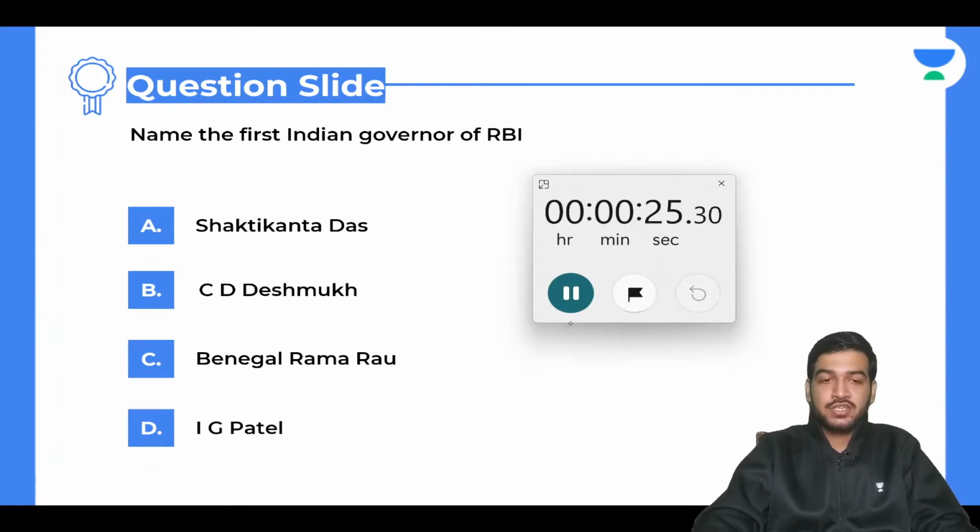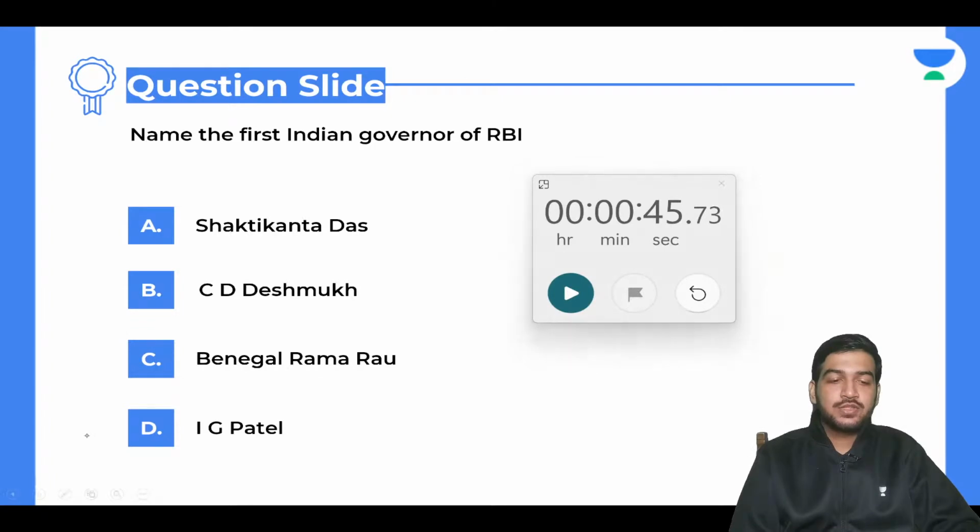Was it A. Shaktikant Das, B. C.D. Deshmukh, C. Benegal Ramarao, or D. I.G. Patel? The first RBI governor. First RBI Indian governor. Okay, the first one in history. This is a static GK question. Think about it.